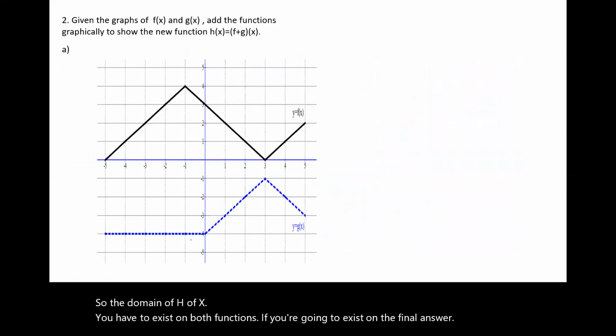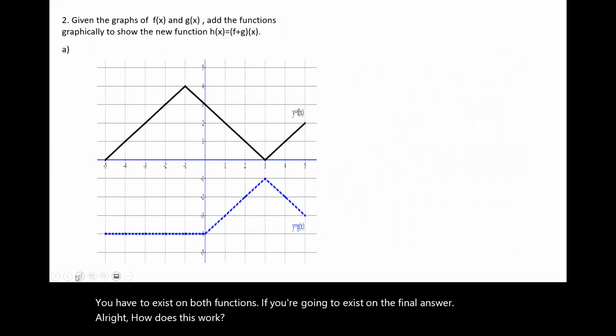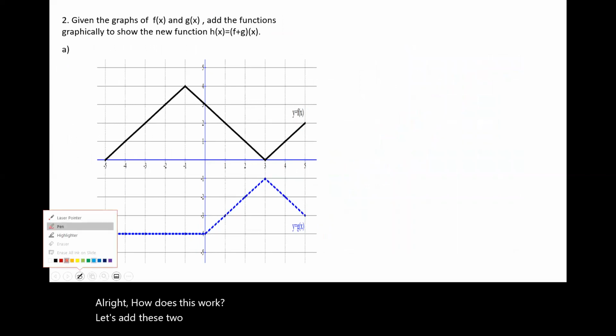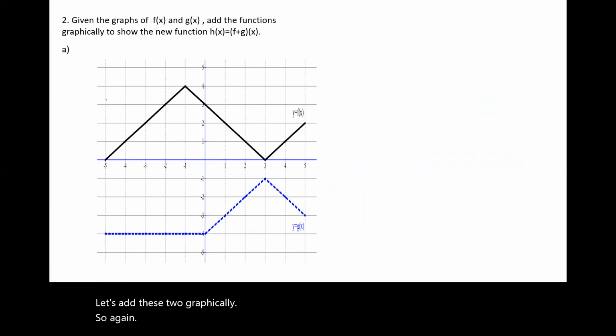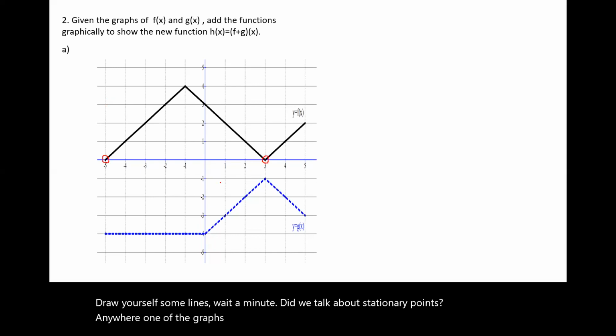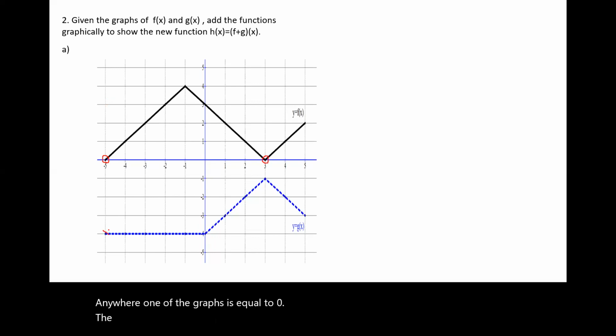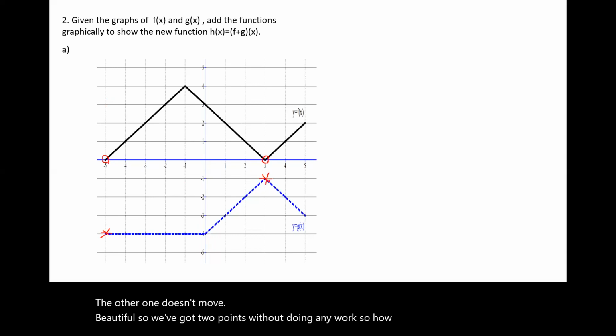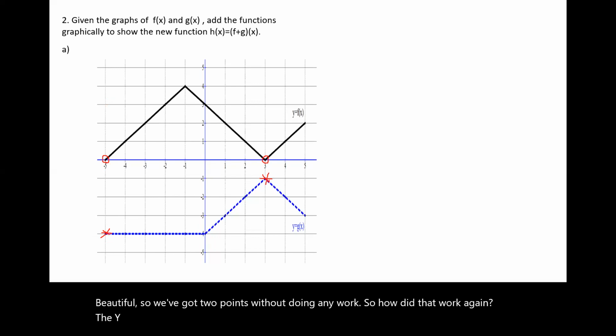All right, how does this work? Let's add these two graphically. So again, draw yourself some lines. Wait a minute, did we talk about stationary points? Anywhere one of the graphs is equal to 0, the other one doesn't move. Beautiful, so we've got 2 points without doing any work. So how did that work again? The y value is 0, add 0 to -4, and you stay at -4. Add 0 to -1, you stay at -1.